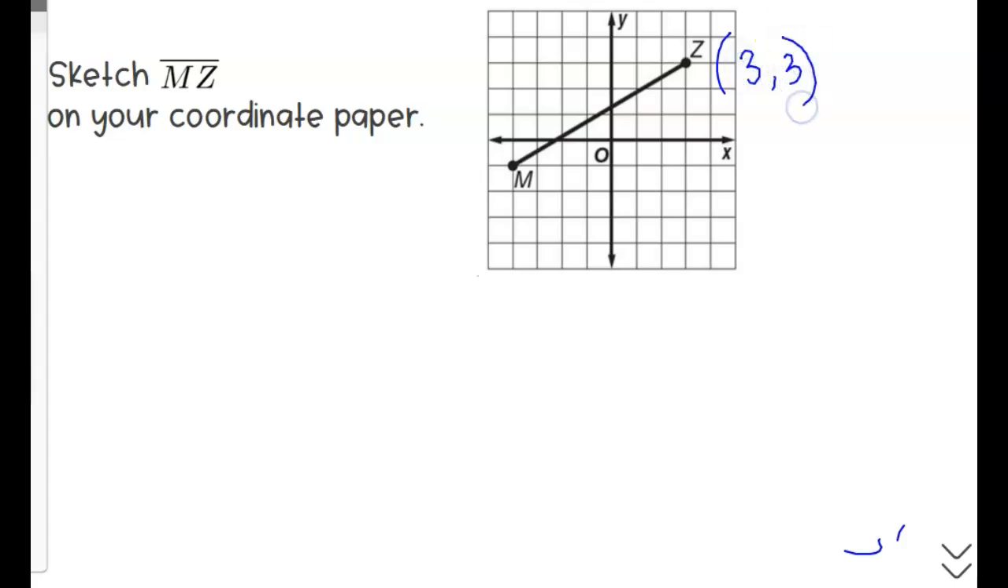Good. And where's M located? 1. Good. Alright, go ahead and plot it really quickly. And then connect the points M to Z. Yeah, you're just sketching. It doesn't have to be perfect.